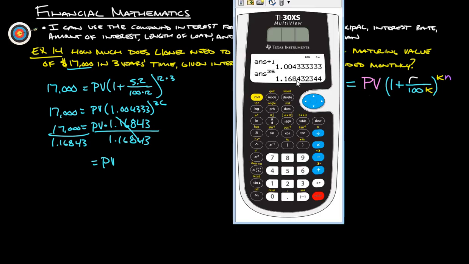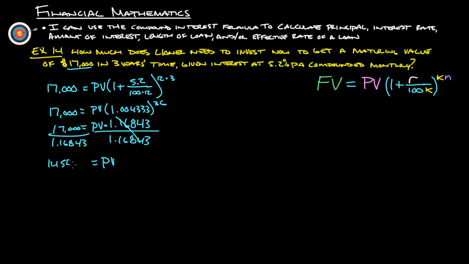So I'm not going to clear that out because I want to take 17,000 and divide it by my answer. Second answer. Then I don't have to re-enter all that in, and it's not rounded off nearly as bad. So 14,549.41. Okay, so we've got to invest about 14,550 bucks or so to get 17,000 in 3 years.